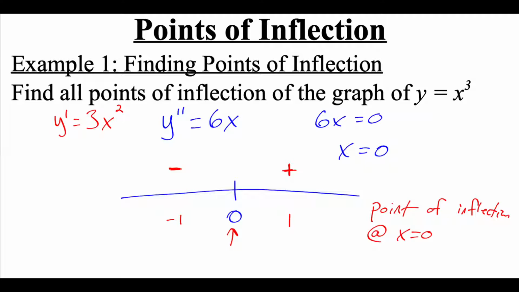Now, if we want to figure out the actual point, then we would want to take this x value of 0 and plug it back into the original function. So plugging in 0 here and cubing it, we get 0. So the point (0, 0) is our inflection point.